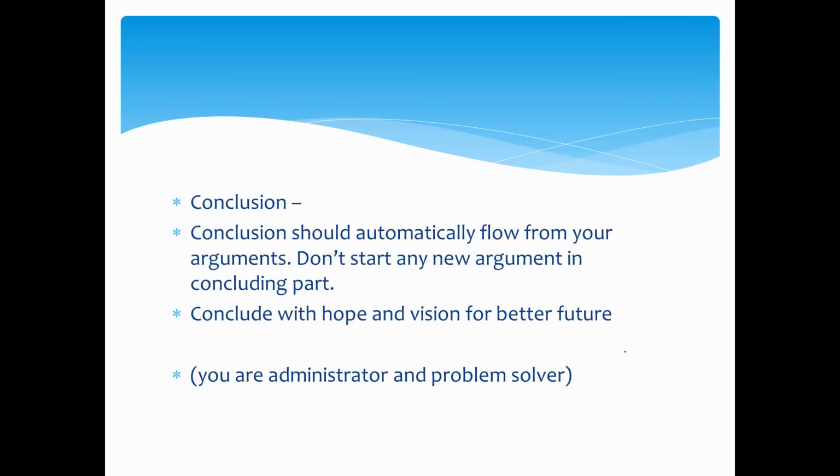And after that you have to just conclude the essay. When you have discussed that this should be done, that should be done, this improvement should be done, like that, just conclude. And the conclusion should automatically flow from your arguments. It's not like you have to make some particular conclusion; it is already shown in your body, it automatically flows. What you will conclude is apparent, it is not something vague. So don't start any new argument in the concluding part.